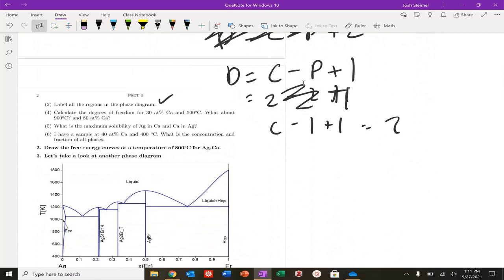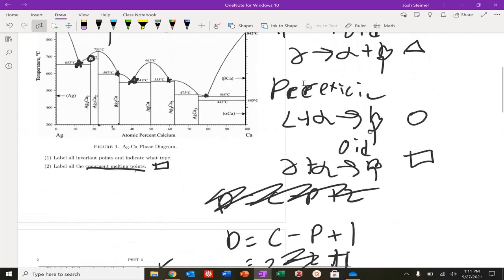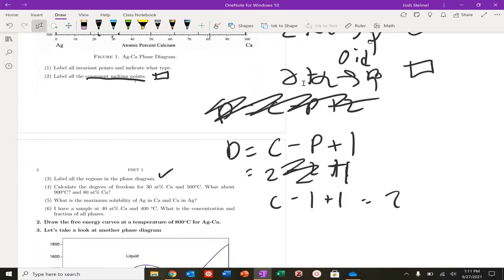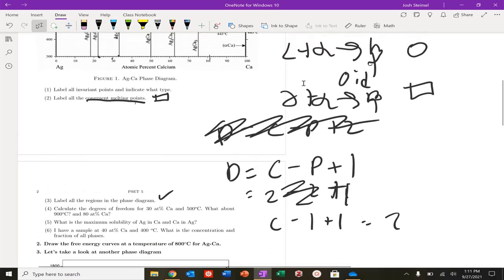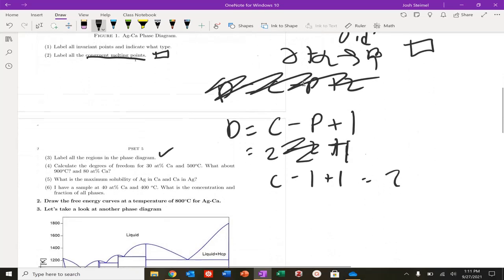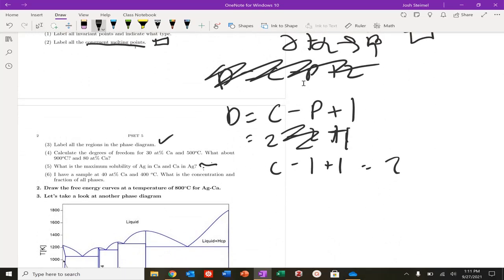And what about at 900 C and 80% calcium? So 80% calcium, and then we could even go to 500 here. So again, still 2, because you're only in a single phase. What's the maximum solubility of Ca in Ag? Very, very small, so basically almost 0, effectively. So pretty insoluble, pretty close to 0.